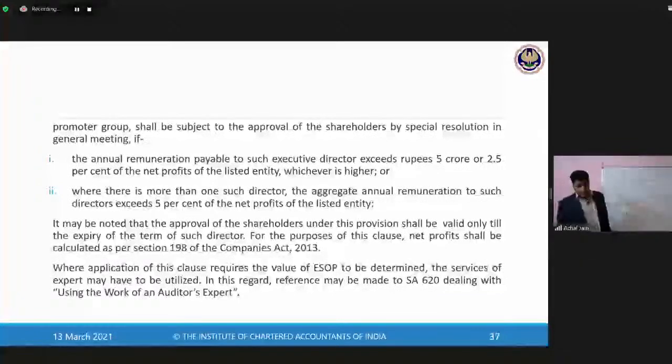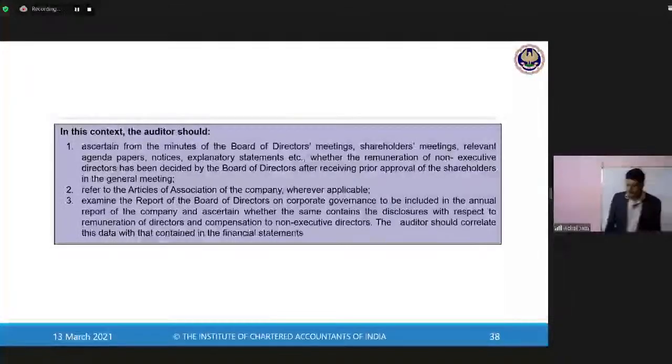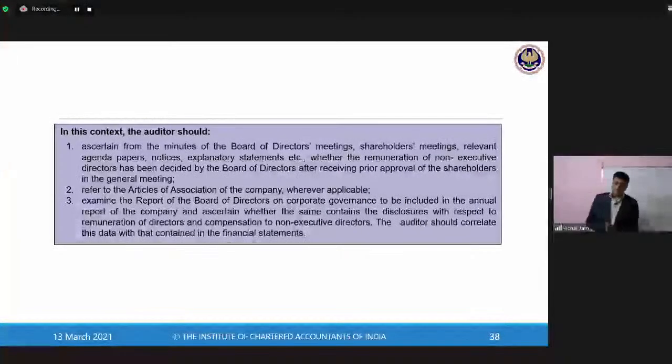Okay, now let's understand what it is that the auditor needs to do in this context. First of all, the auditor will go through the minutes of the board of directors, through which he will get to understand about all of these things. Now he will ascertain from the minutes of the meetings of the directors or the shareholders, relative agenda papers, notices, or any other information, whether the remuneration of non-executive directors has been decided by the board of directors after receiving the prior approval of the shareholders in the general meeting or not.